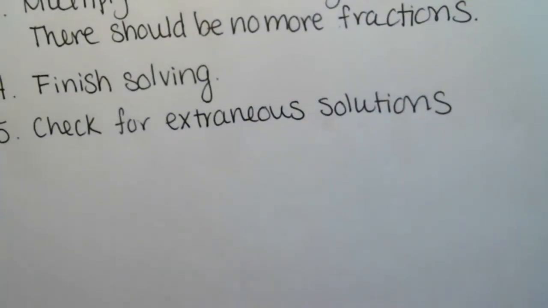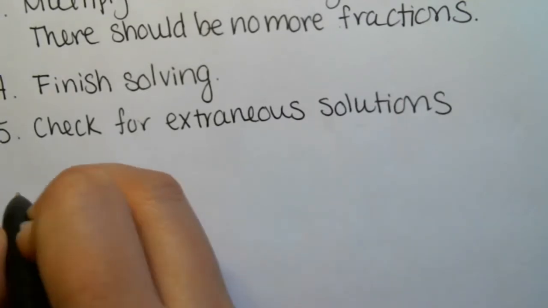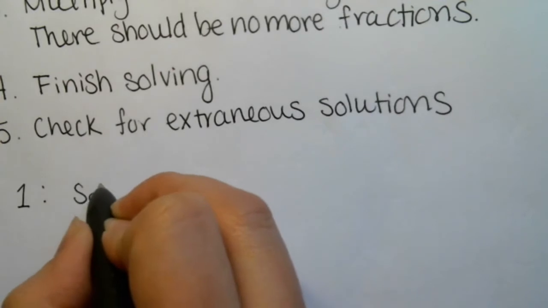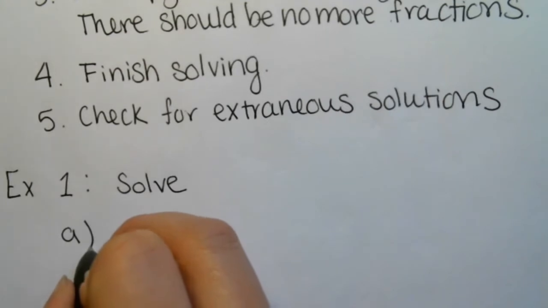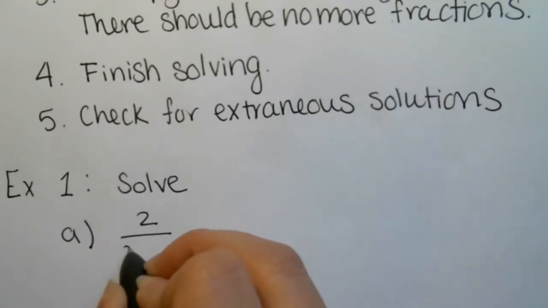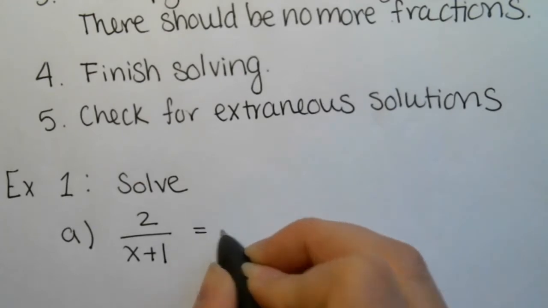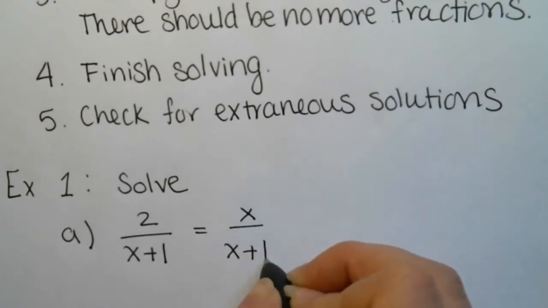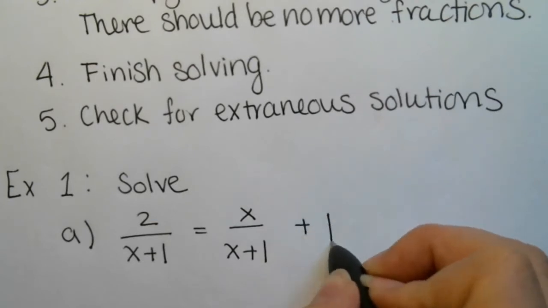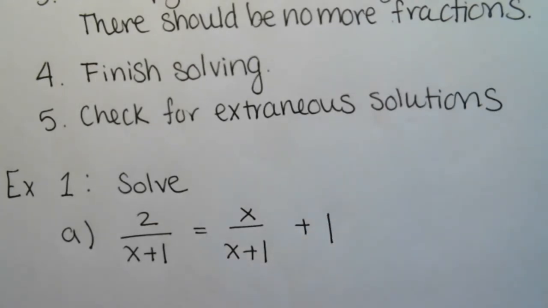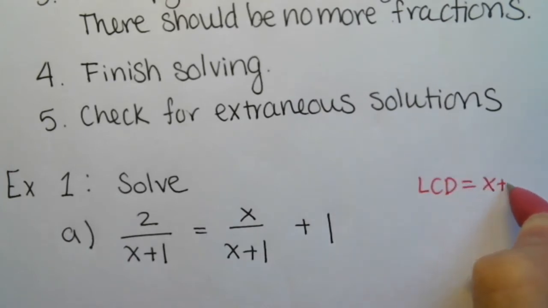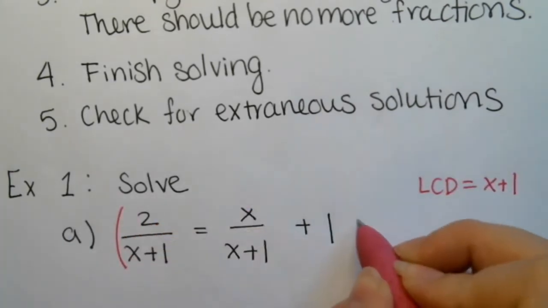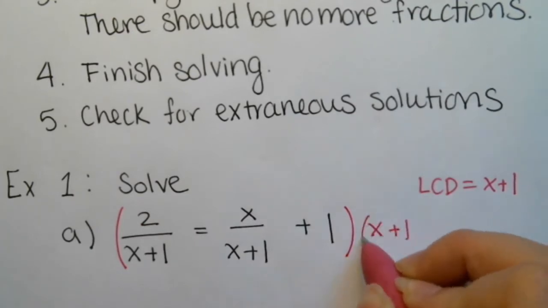Okay, so let's look at our first example. Now, if we look at this example, all the denominators are already factored, and we can see that the LCD is x plus 1. Okay, so I'm going to multiply the whole equation, both sides, by x plus 1.